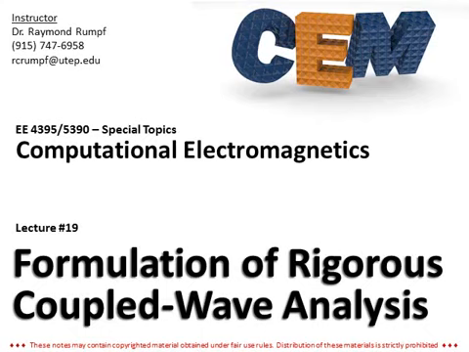Now, having been through the transfer matrix method and all the Fourier space Maxwell's equation stuff, I think you'll find rigorous coupled wave analysis quite a straightforward extension of what we learned. In fact, it's just a very simple generalization of the transfer matrix method.